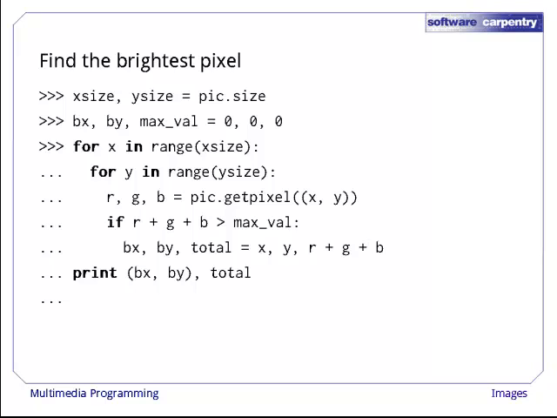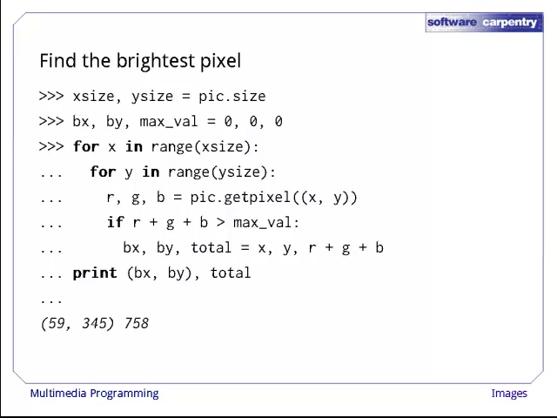Our code is then a straightforward double loop. The outer loop goes through possible values of X, while the inner loop goes through possible values for Y. When we find a pixel whose luminance is greater than the greatest seen so far, we record that value along with its coordinates.